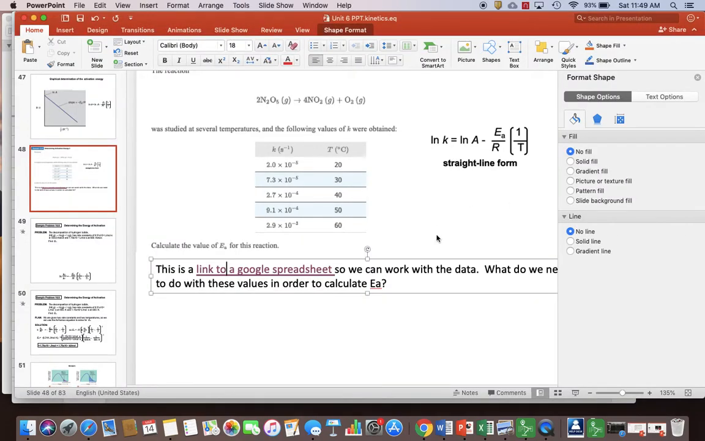All right, so let's go back here. Remember, here's our straight line form. We have K in one column, we have temperature in the other column. We want to transform it though because 1 over T is going to be our input, that's going to be our X, and our output is going to be ln K.